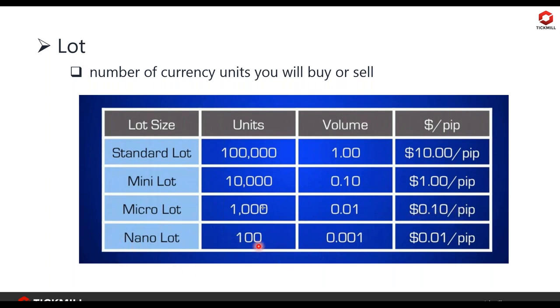And we have the nano lot, which is 100 units, ang volume niya is 0.001, and the value per pip is 0.01. So mostly for this nano, this is for brokers that have micro accounts. But for those that do not have the micro accounts, this is actually not applicable because the smallest volume that you can trade is this one, 0.01.